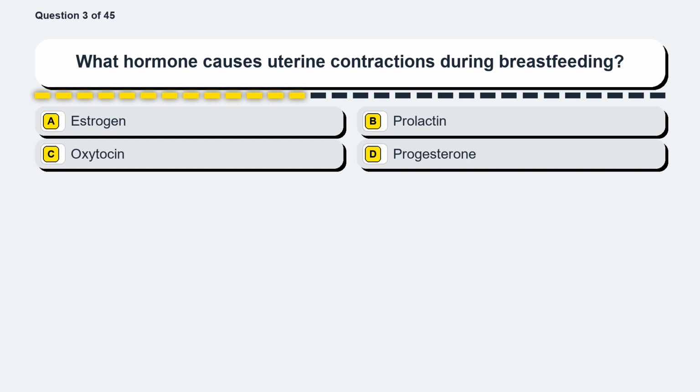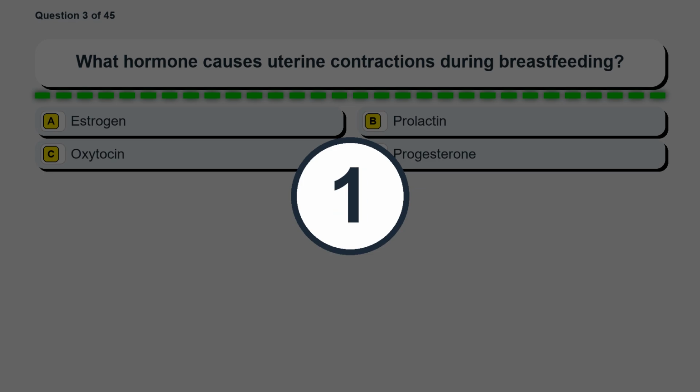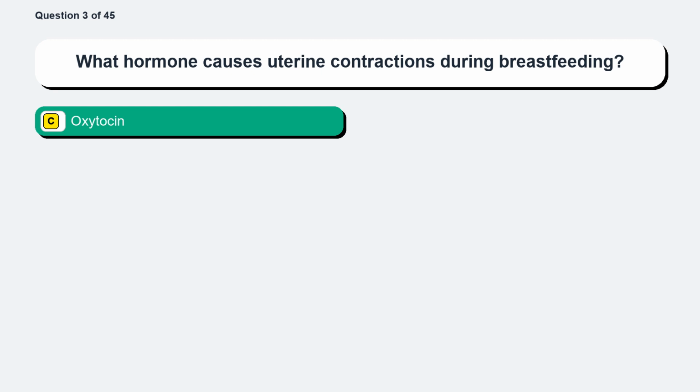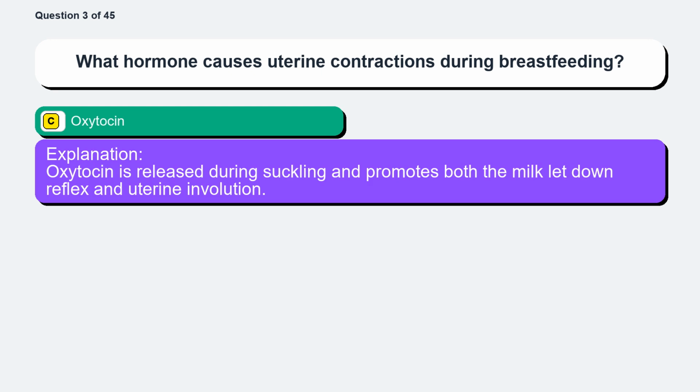Question 3. What hormone causes uterine contractions during breastfeeding? Option A. Estrogen. Option B. Prolactin. Option C. Oxytocin. Option D. Progesterone. The correct answer is option C. Oxytocin. Oxytocin is released during suckling and promotes both the milk letdown reflex and uterine involution.